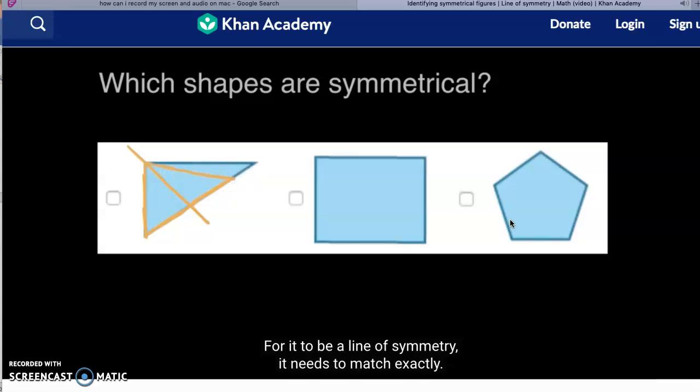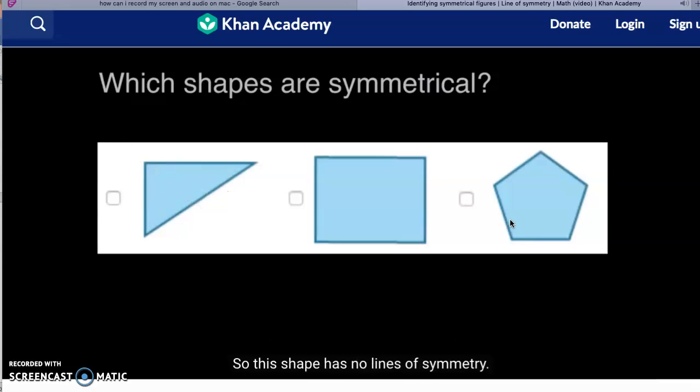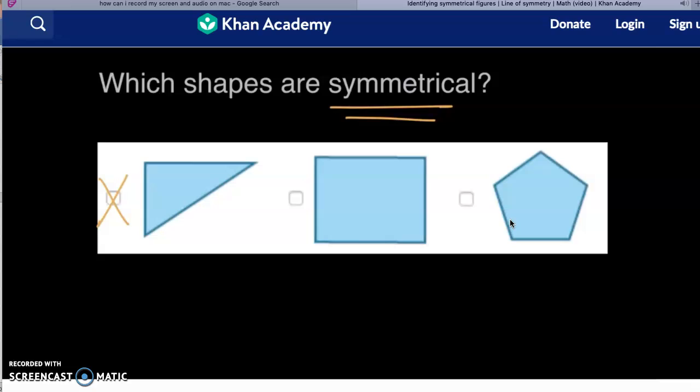For it to be a line of symmetry, it needs to match exactly. So we weren't able to find a way to draw a vertical line or a horizontal line or even a diagonal line. So this shape has no lines of symmetry, so we can say it is not symmetrical.